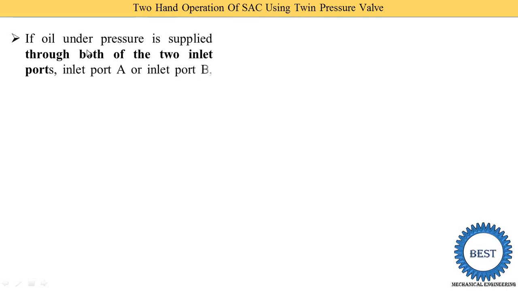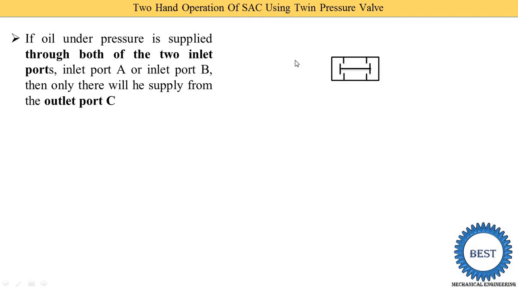If oil under pressure is supplied through both of the two inlet ports in a twin pressure valve, that is, there are two inlets, inlet port A and inlet port B, means inlet port A is connected with directional control valve A and inlet port B is connected with directional control valve B, then only there will be a supply from outlet port C.